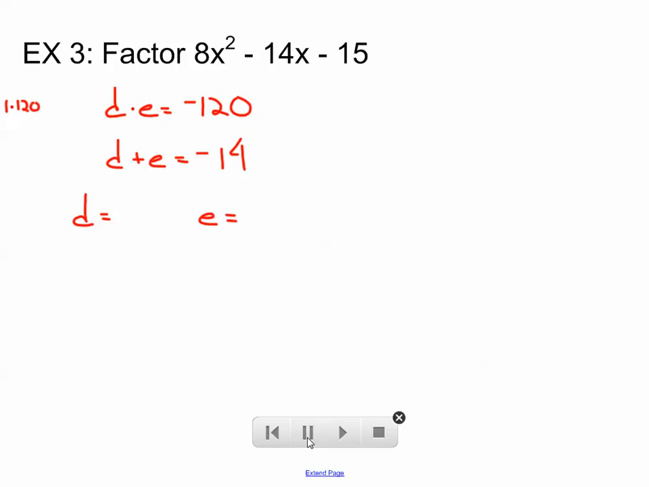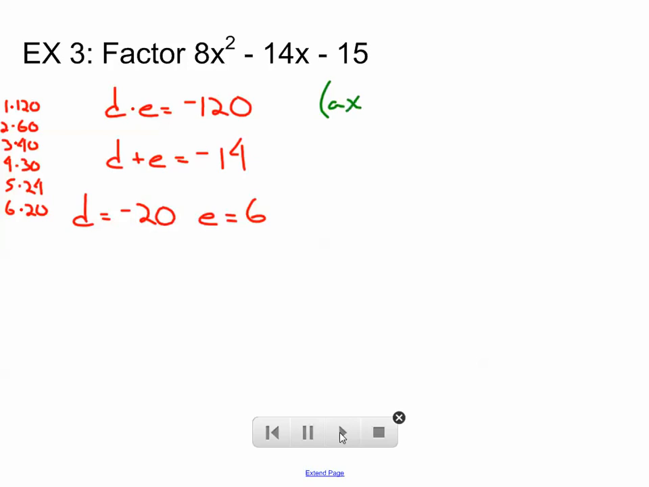So I'm going to list some factors over here. 1 and 120, no. 2 and 60, no. 3 and 40, no. I'm looking for numbers whose difference is 14. 4 and 30, 5 and 24, 6 and 20. There we go. That'll do it, because the difference between 6 and 20 is 14. So the bigger one I'll make negative, and the smaller one positive. Negative 20 times 6 is negative 120, and negative 20 plus 6 is negative 14.